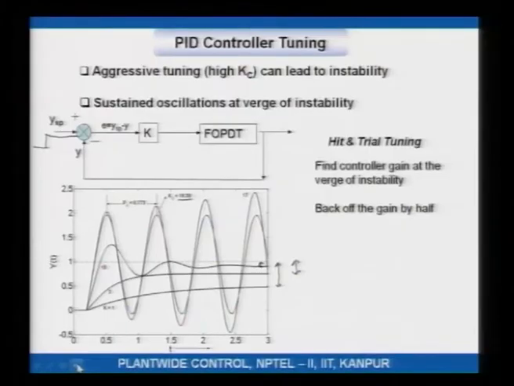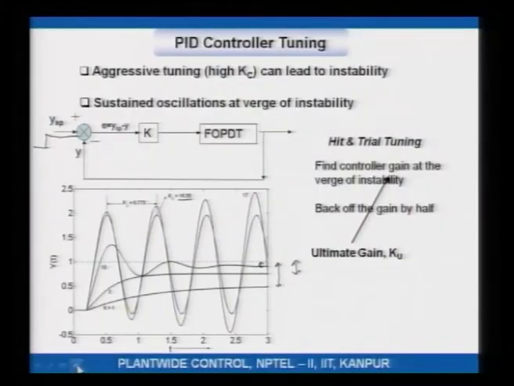Now, how do you choose a value of Kc? Well, a rule of thumb method would be, find out at what gain you start getting sustained oscillations. The implemented gain should be about half of that, so that you are always away from instability, because you do not want an unstable closed loop system. So, the hit and trial tuning method is, find the controller gain at the verge of instability where you get sustained oscillations in the output. The implemented controller gain should be about half of that.